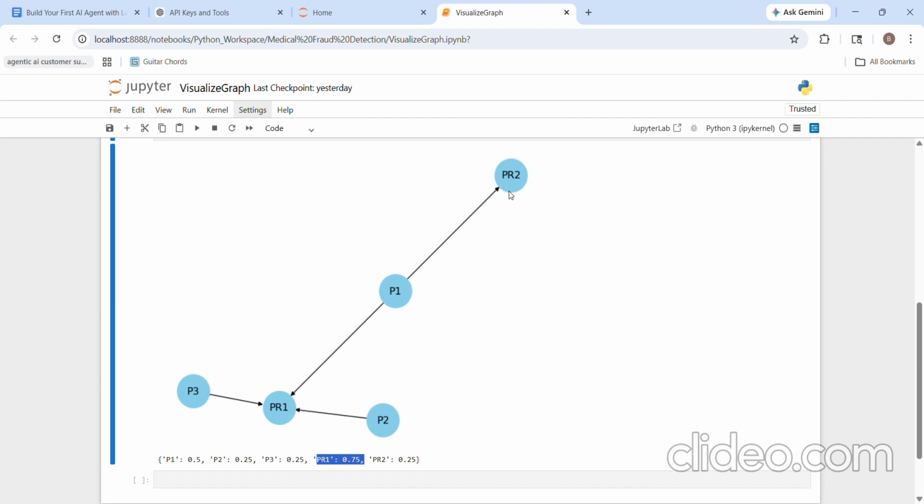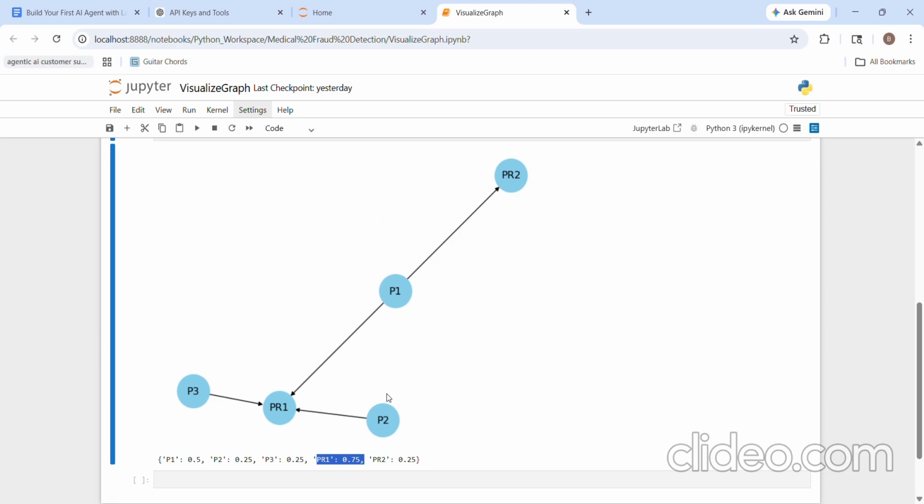What does that mean? PR1 is the hub. 3 out of 3 patients in this smaller network are connected to it. In a real graph with thousands of nodes, a provider with disproportionately high centrality is your first fraud signal, and the code just found it automatically.